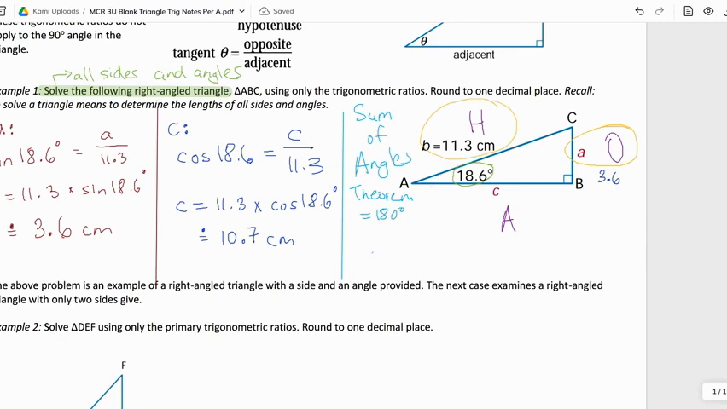So as a result, angle C is equal to 180 subtract the other two angles. Well, there's a 90 degrees and there's an 18.6 degrees. And essentially, I'm going 90 minus 18.6, which is 71.4. Is it approximate or exact? Very nice. We didn't do any rounding. Very nice.